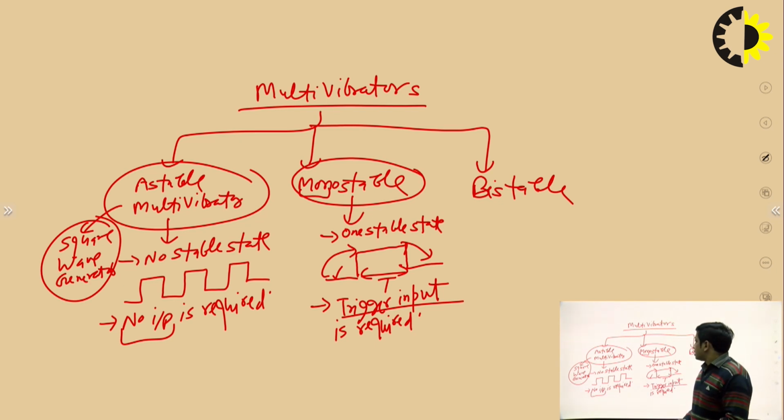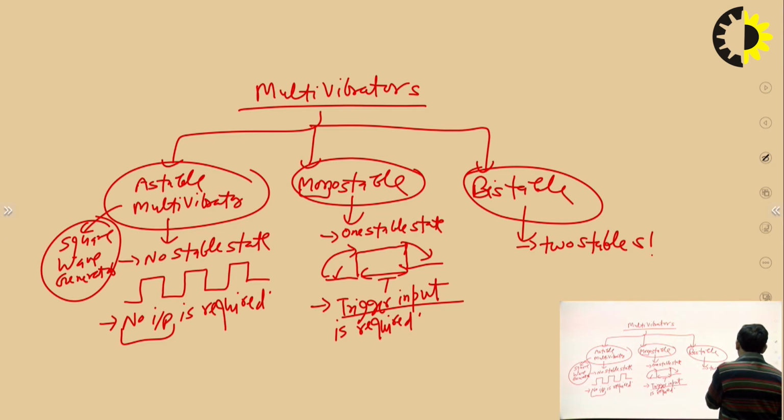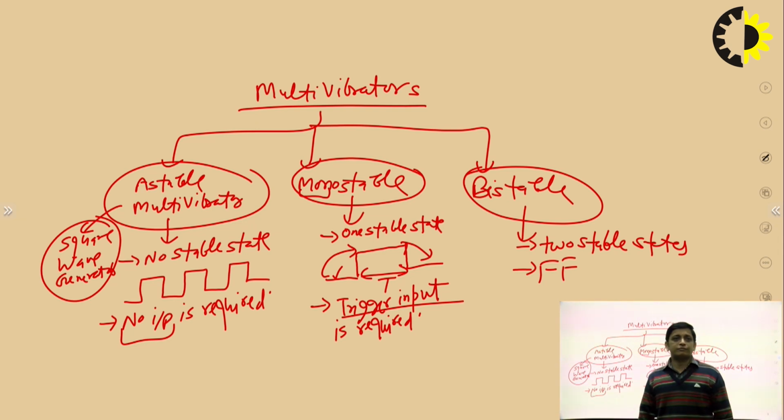Fine. Now coming to the next multivibrator, that is bistable multivibrator. As the name suggests, bi means two. So bistable multivibrator is the multivibrator which is having two stable states. And the example of bistable multivibrator is flip-flop, which you have studied in digital design. Flip-flop is a bistable multivibrator.